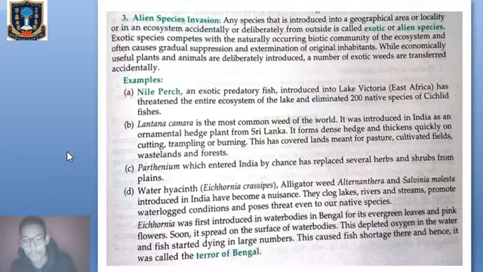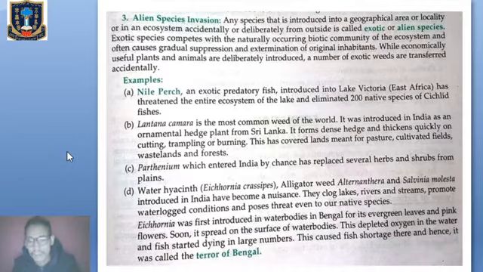For example, the Nile perch is an exotic predatory fish. It was introduced into Lake Victoria and has threatened the entire ecosystem of the lake and eliminated 200 native species of cichlid fishes. So here the Nile perch is the exotic predatory fish introduced into Lake Victoria, and when it was introduced, it removed nearly 200 native species of cichlid fishes. The cichlid fishes are the original inhabitants of Lake Victoria, but when we introduced the Nile perch, it resulted in the elimination of those cichlid fishes.